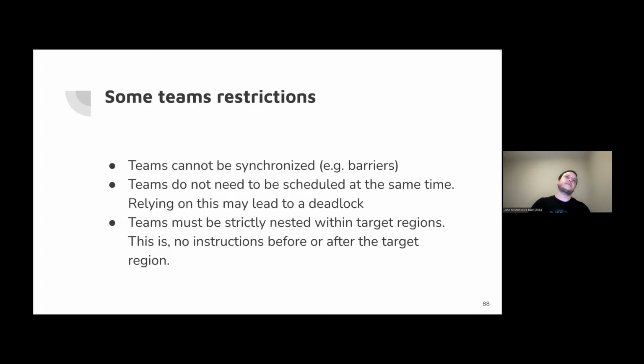Okay. So some teams restrictions: teams cannot synchronize. I already mentioned that before. Teams do not need to be scheduled at the same time, so do not rely on teams to synchronize even through memory because that may lead to deadlocks. Teams must be strictly nested within target regions, so you cannot have Pragma OMP target, then some code, and then create the teams, and then create the parallels. It has to be Pragma OMP target teams right away, and then distribute and the rest of the things. So there cannot be anything in between the target region and the teams region, or in between the end of the teams region and the end of the target region.